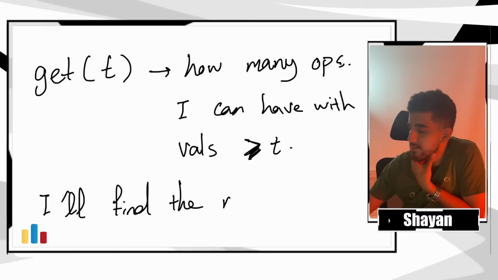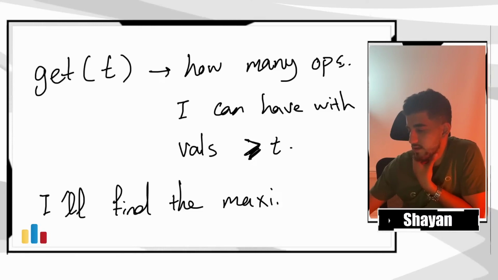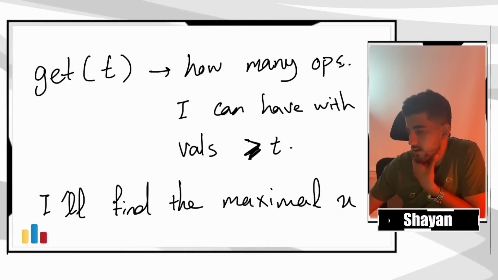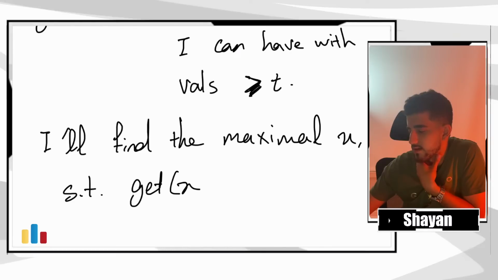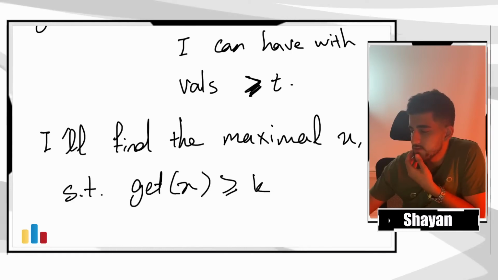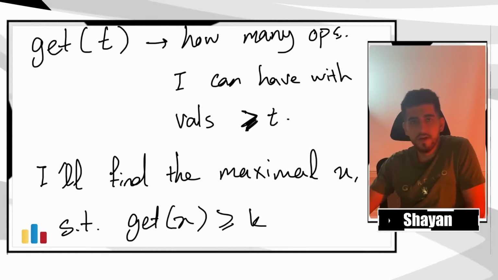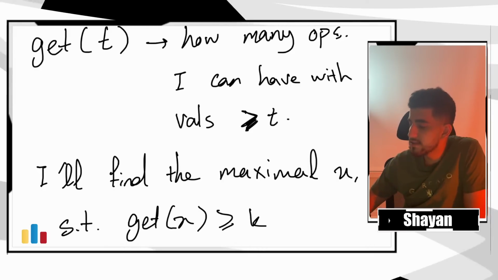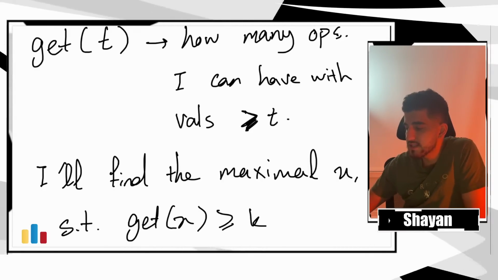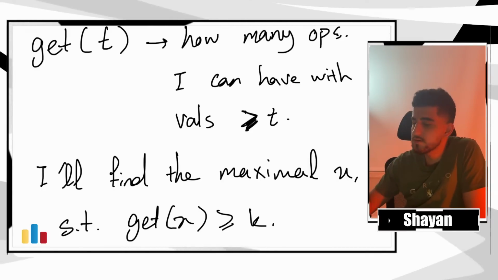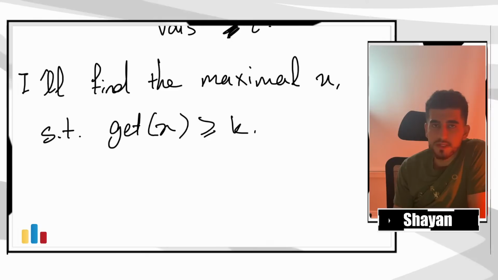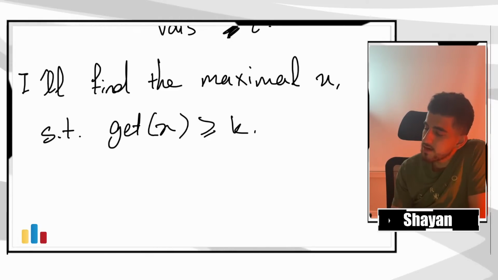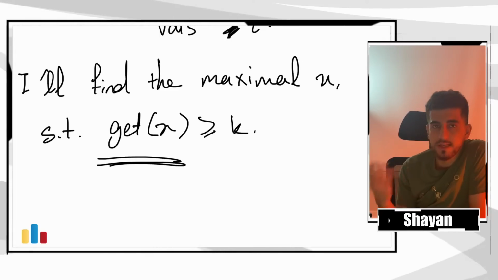Now I want to find the maximal x such that get of x is at least k. So get is defined for every value t. I find the maximal value x such that get of x is greater than or equal to k, and then I see what the answer is that it gives me. And from that I can see how many steps it has chosen.